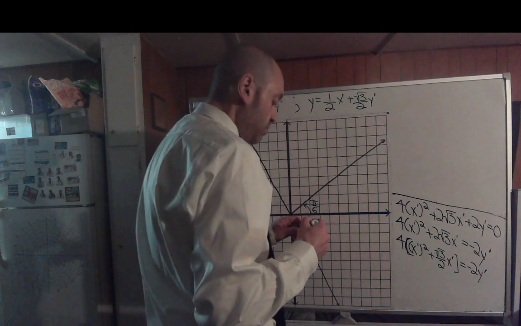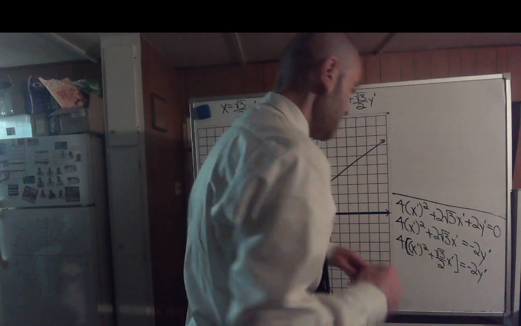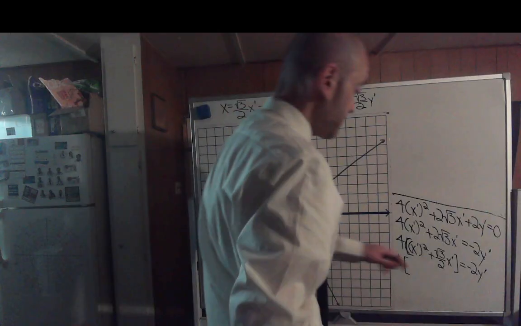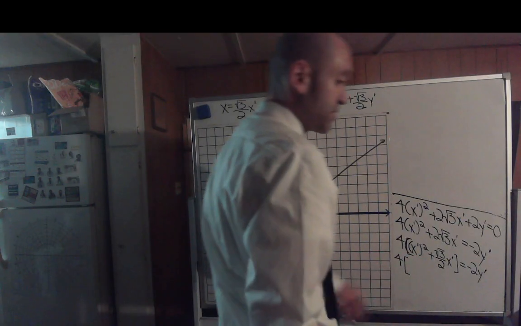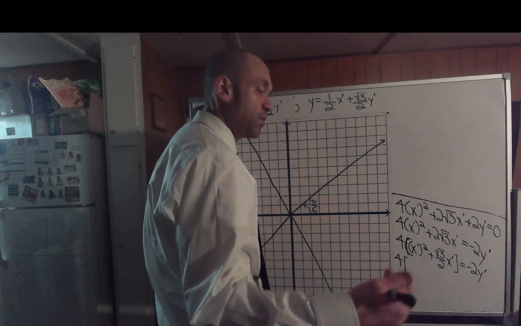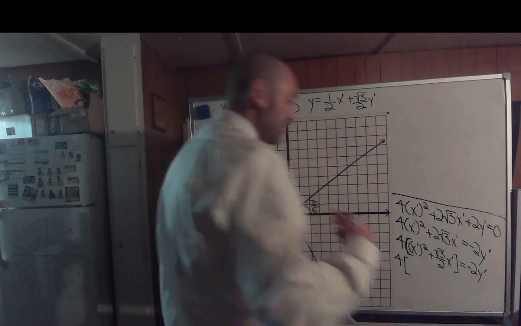Okay, so now we just need to complete the square. So we would end up having 4 times, let's just pretend that's x squared and the square root of 3 over 2 x. So half of square root of 3 over 2 is the square root of 3 over 4. You square that, you'll get 3/16.